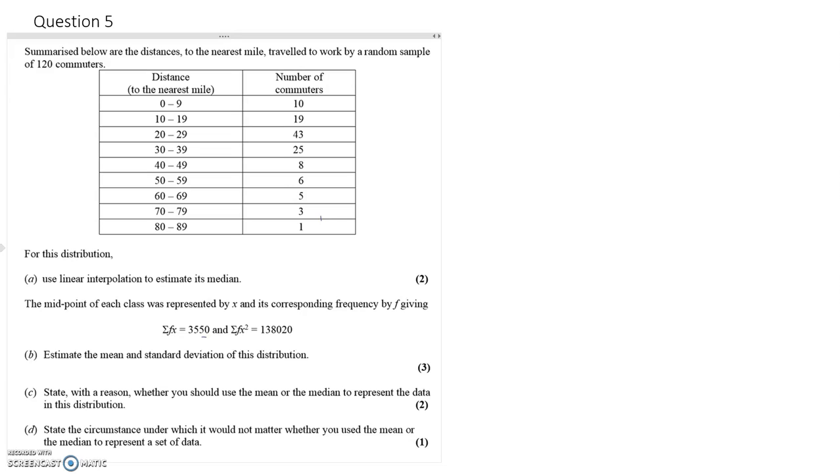Here you want to work out the median from a grouped frequency table. You've got to observe that there are gaps in between the classes. Okay, so that means you need to use lower and upper bounds when you're doing interpolation.